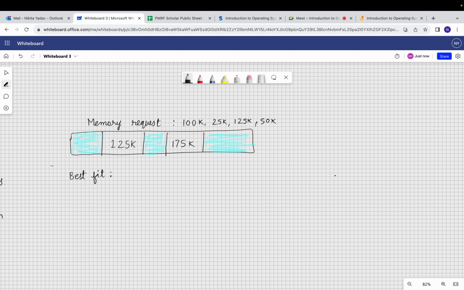So according to best fit, the first request is 100 kilobytes. You will first check this block. It is greater than 100 kilobytes, so you can allocate here. This is a possibility, so your possible answer is to store here.